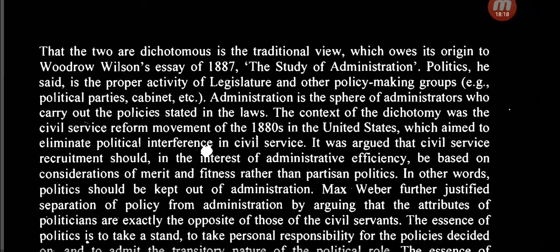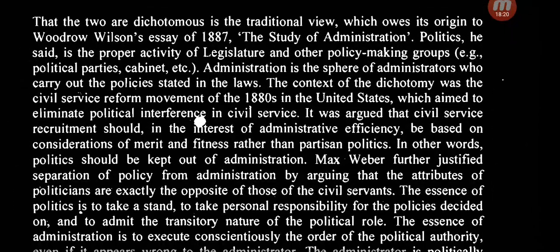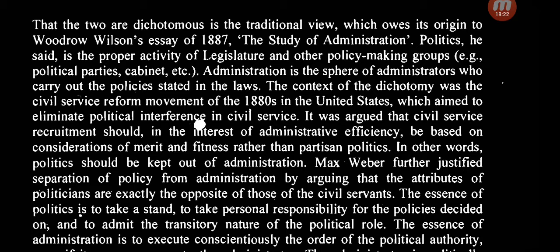That the two are dichotomous is the traditional view, which owes its origin to Woodrow Wilson's essay of 1887, The Study of Administration. Politics, he said, is the proper activity of legislature and other policy making groups, for example, political parties, cabinet, etc. Administration is the sphere of administrators who carry out the policies stated in the laws.